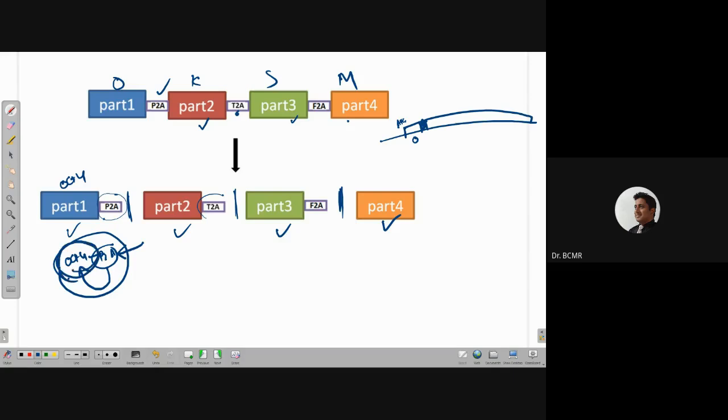I am assuming in the paper they have used 3 different peptides. Why do you need 3 different peptides? Why not just the same self-cleaving peptide everywhere? I'm assuming again that the probability of these peptides interfering with the function of the protein might have played a role in the authors choosing different types of peptides in different locations. Okay, that is one way of seeing it.